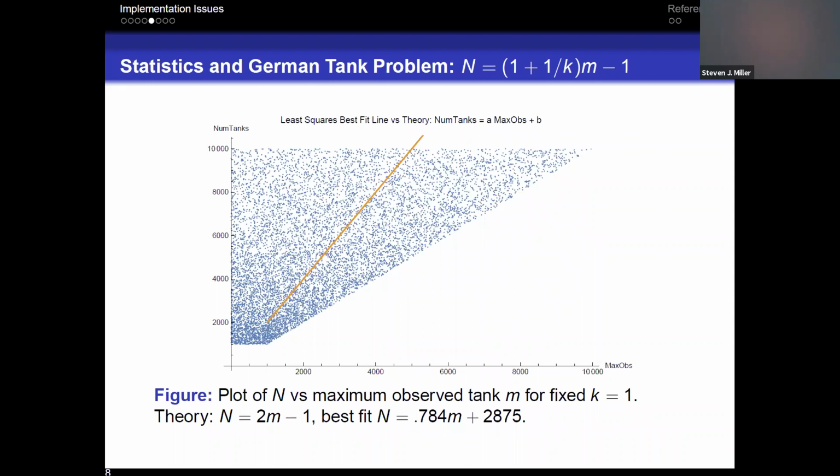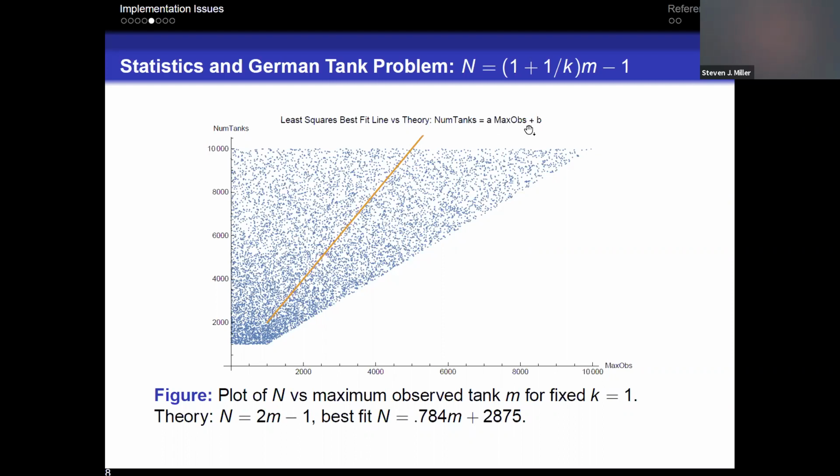So let's go back. We know N, according to theory, is supposed to be 1 plus 1 over k times m, minus 1. Let's pretend we don't know that. Let's fix a couple of values of k, choose a bunch of values of N, and for each one of those, we'll observe a value of m, and then try to figure out the best fit line of the form: number of tanks is some number a times the maximum observed, m, plus b. So we're fixing k. So really this slope constant a depends on k.